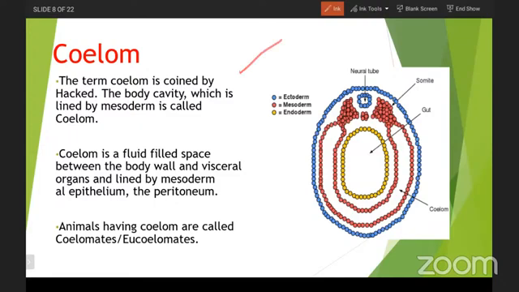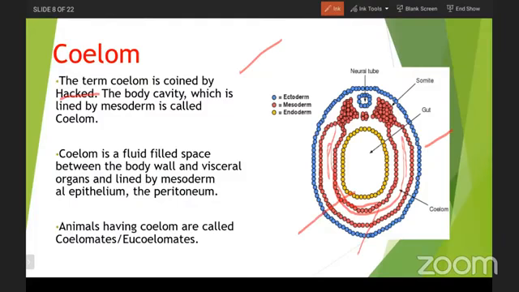The term coelom was coined by the scientist Haeckel. The body cavity which is lined by mesoderm is called coelom. Here in this picture, you are able to see the ectoderm, the yellow color portion is the endoderm, and the middle one with the red color is known as the coelom. The coelom is a fluid filled space. The entire red color portion is filled with fluid.